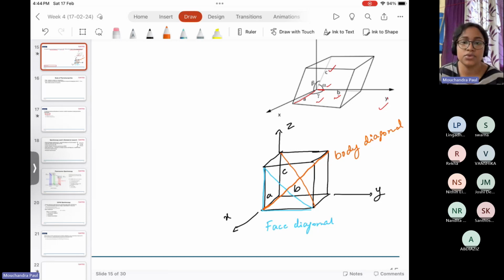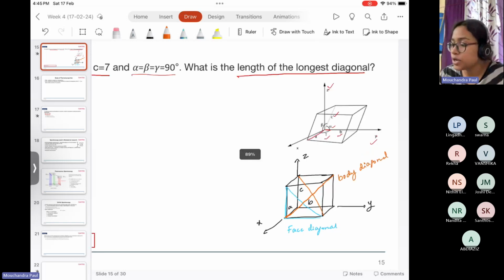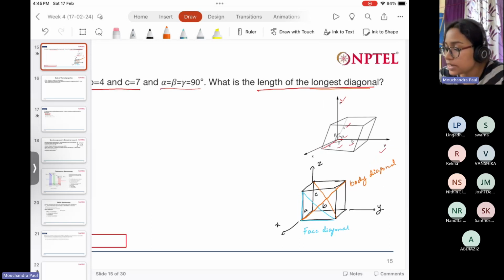Now you tell me, maybe guess, which diagonal will be the longest here, the face diagonal or a body diagonal? Like simple logic. Body diagonal. Yes, you're correct. The body diagonal of a unit cell is always longer than the face diagonal. So if you are asked the length of the longest diagonal, you will find the length of the body diagonal. Got it? So how will we proceed?